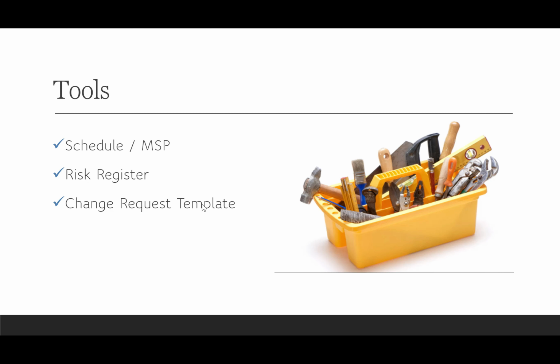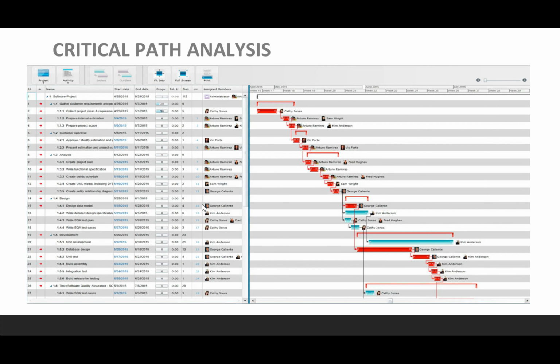All right, so what are some of the tools you need to be able to use this technique, four-corner trade-offs? Some of the inputs you're going to need: one, you're going to need your schedule. Two, you're going to need your risk register. And three, you're going to need your change control template or change request template, as well as your change control process.